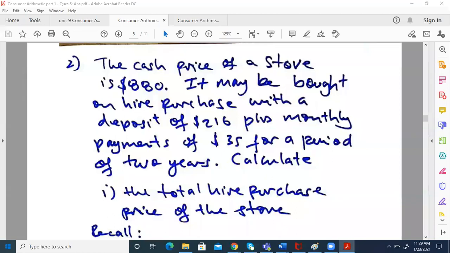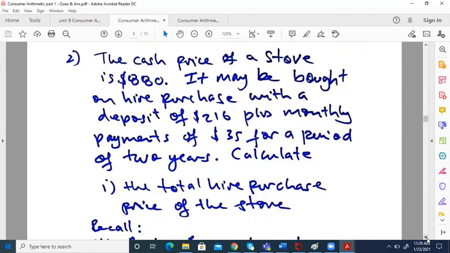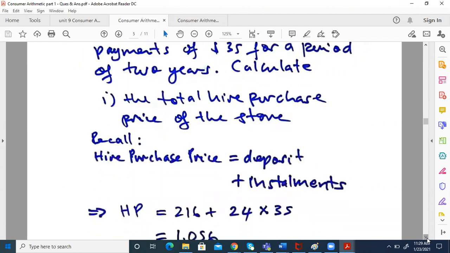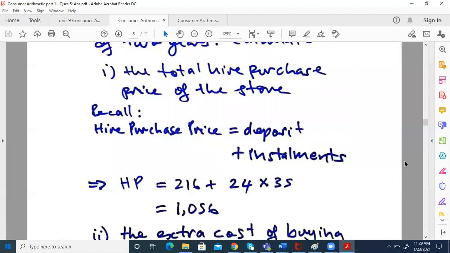Okay, sir. All right, tell me what's up. Sir, I added the deposit to the 2 years, which is 24 months, times the $35 monthly installment, and ended up with $1,056. Okay, cool. Let us see. So that is what would be for the hire purchase. All right, great.